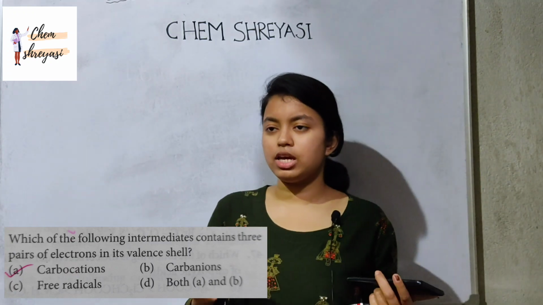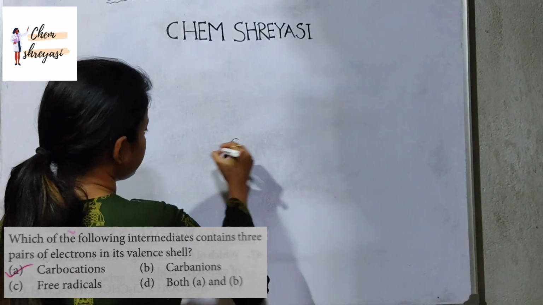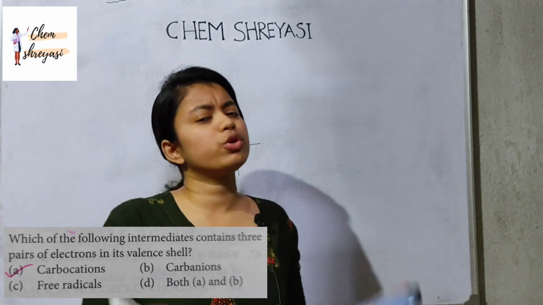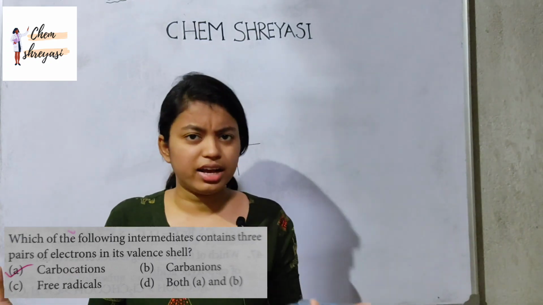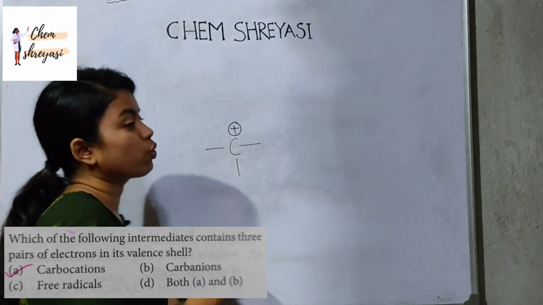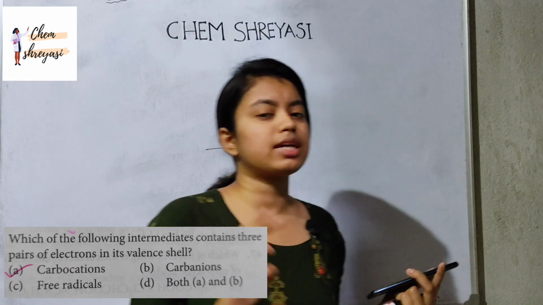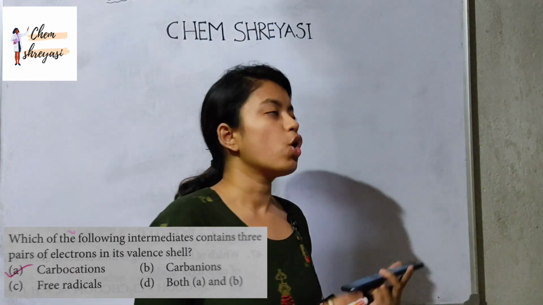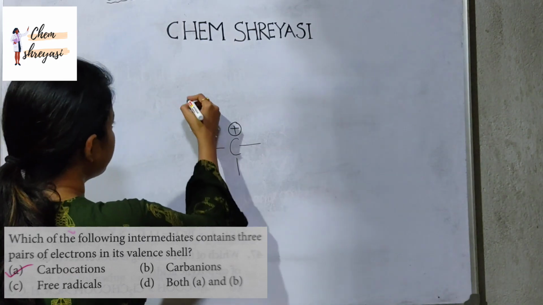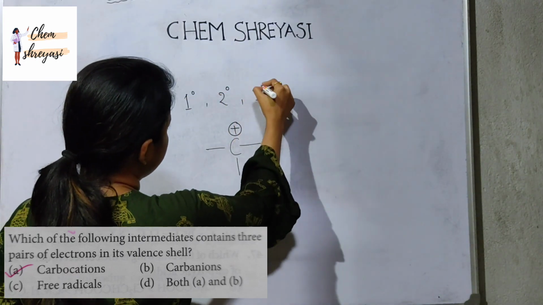Now let me see what is a carbocation first. So this carbon, which is bonded with 3 other substituents, that could be a hydrogen or any other alkyl group, when it has a positive charge on itself, this is known as carbocation. Now one of the general features of carbocation is it can be of 3 types, that is 1 degree, 2 degree and 3 degree. Let me write it for you: 1 degree, 2 degree and 3 degree.